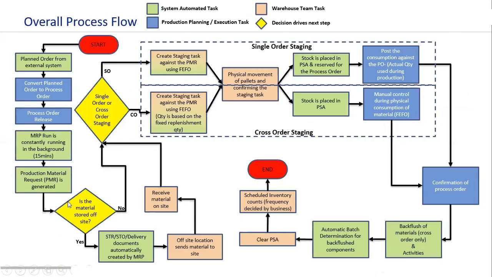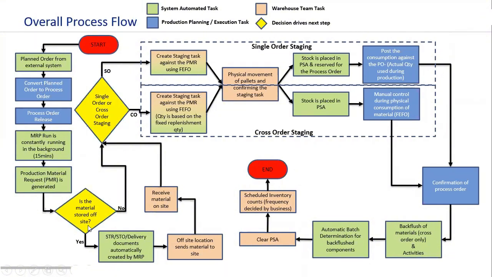So this is the high level overview of the PMR process through all the value streams. It starts here in the top left with the planning. There would be a planned order from the external system, so logistics, etc. They would then convert the planned order to a process order, release that process order, and then systematically the MRP will be running in the background, and the production material request is generated.